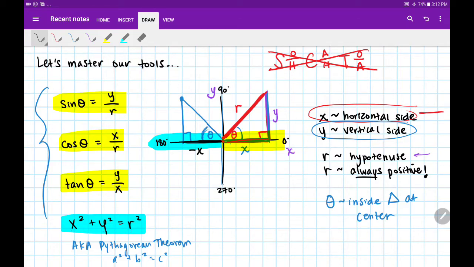And for my y value, since I'm above, all the y values in this region are positive. So since I'm above, that'll be positive y. And then as always, r is our hypotenuse.